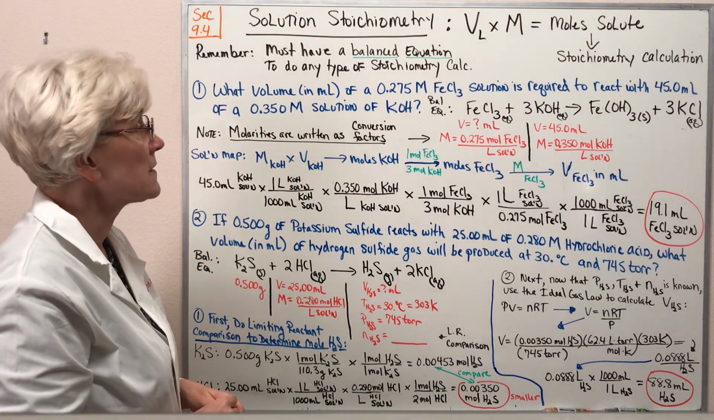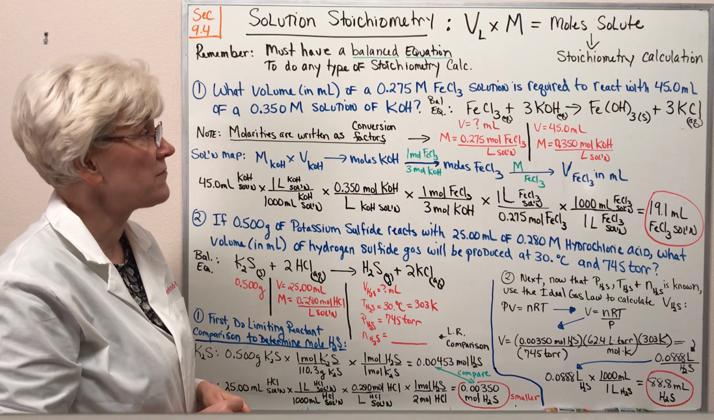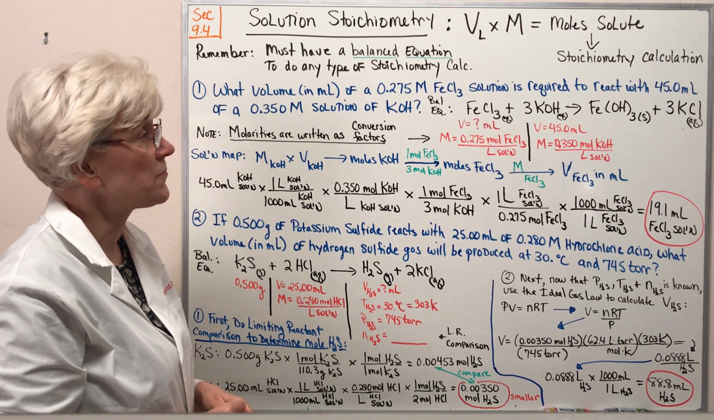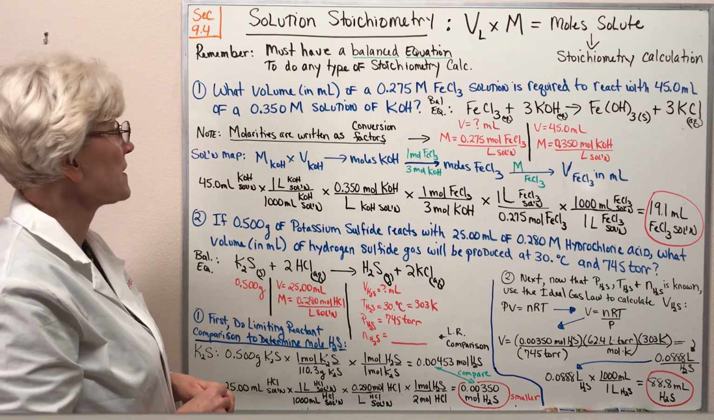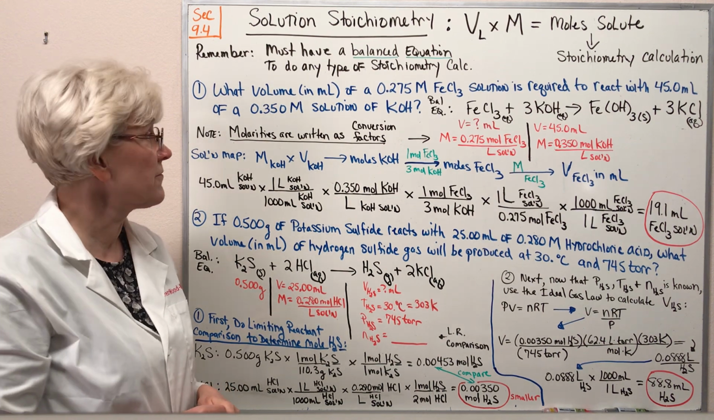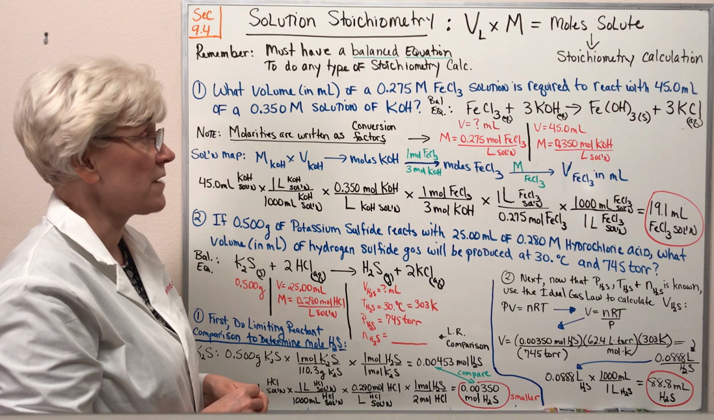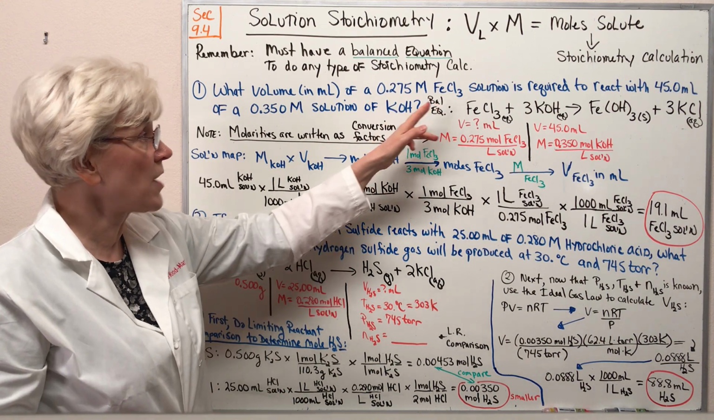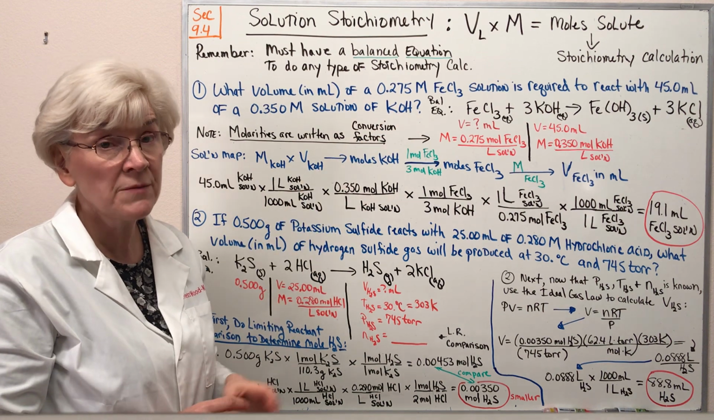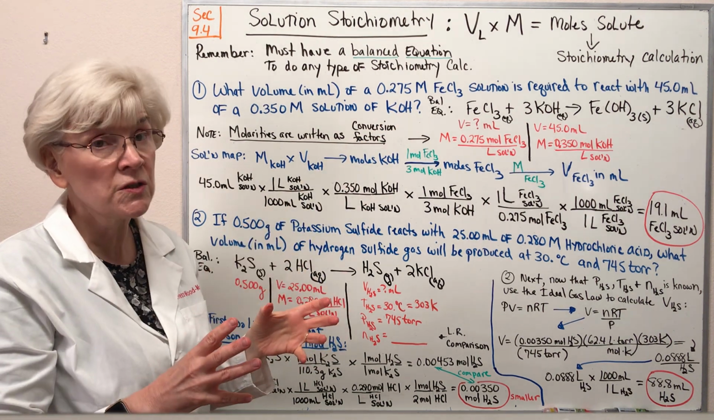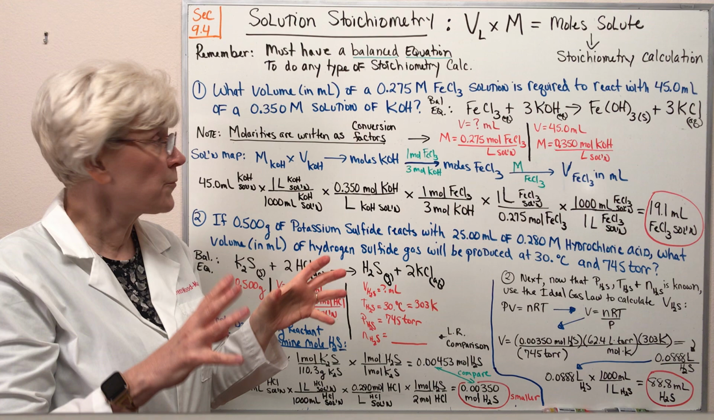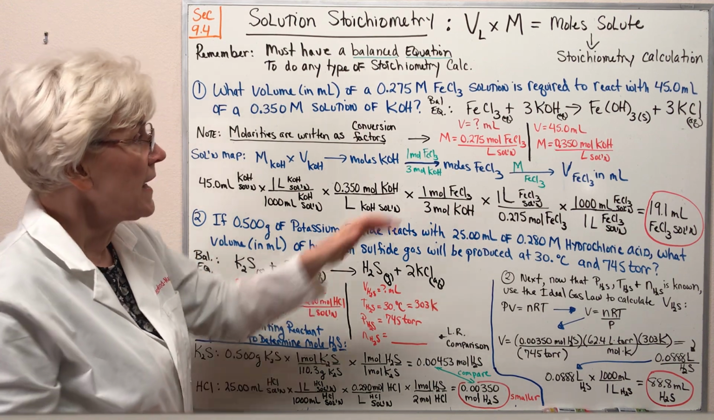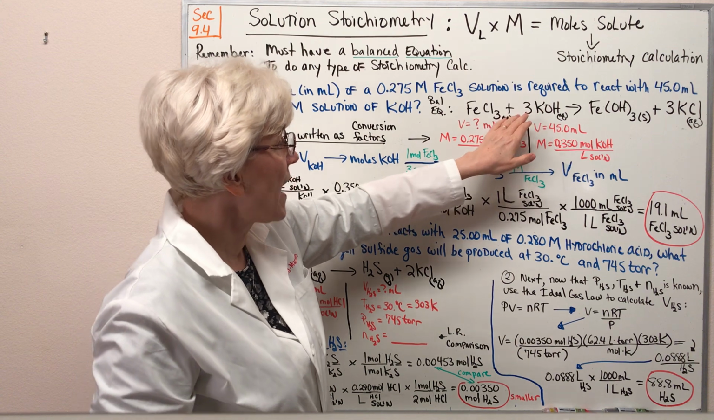What volume in milliliters of a 0.275 molar iron(III) chloride solution is required to react with 45 milliliters of a 0.350 molar solution of potassium hydroxide? So we have iron(III) chloride reacting with potassium hydroxide in solution. Both of these reactants are present, dissolved in solution. Here is the balanced equation for the reaction.